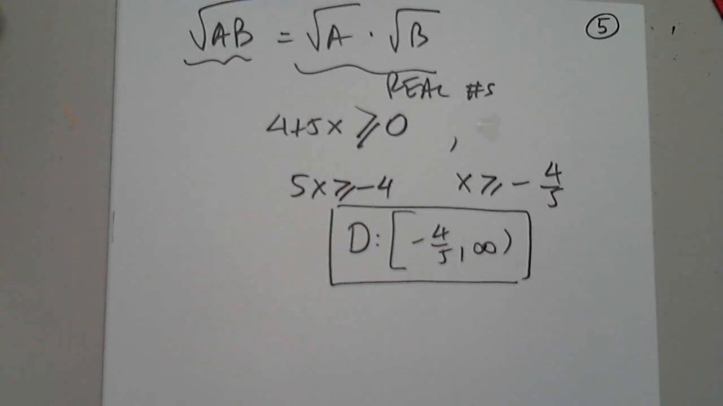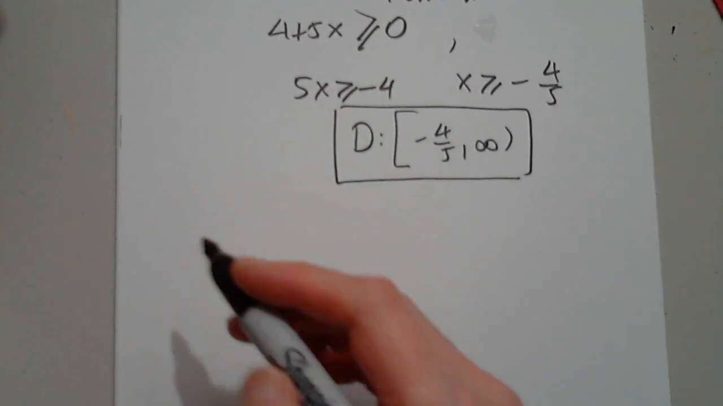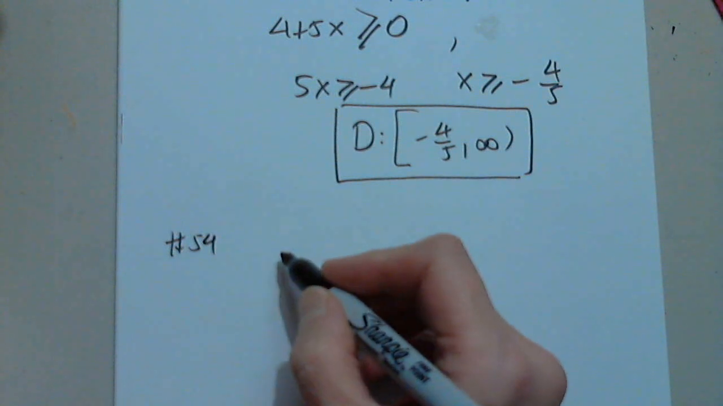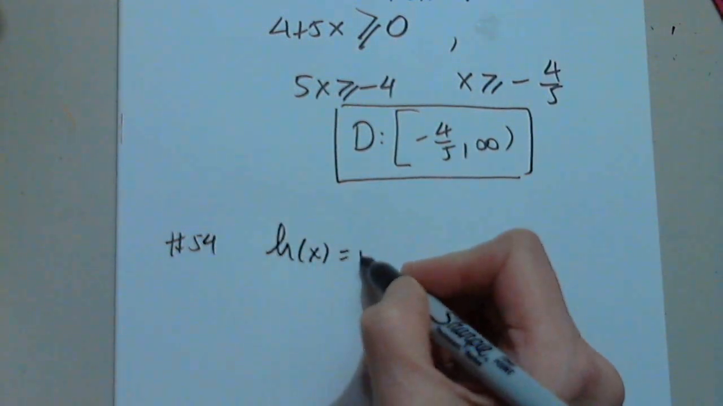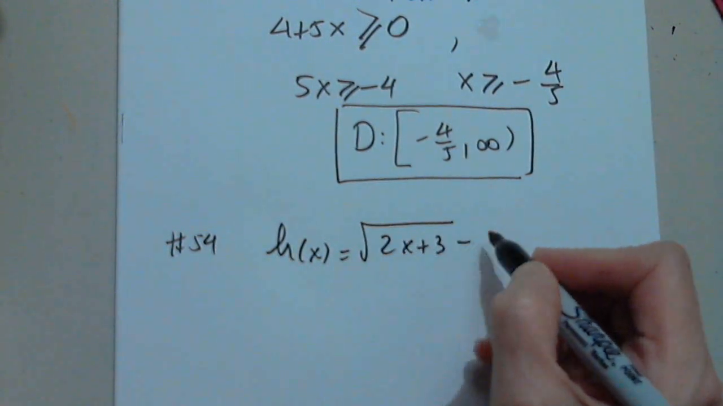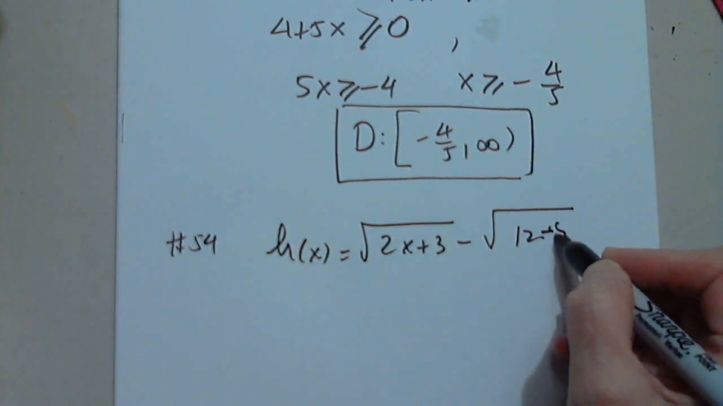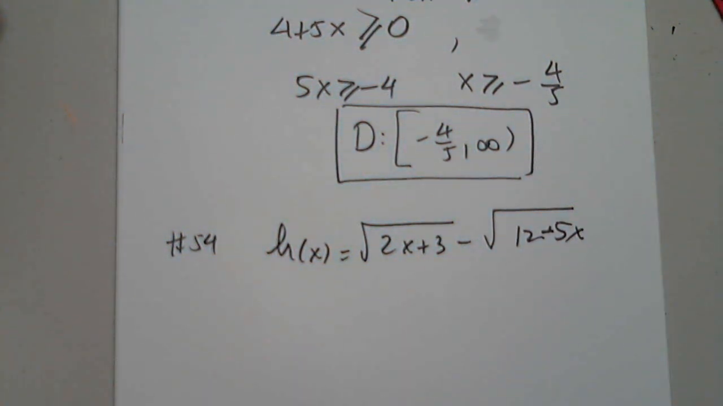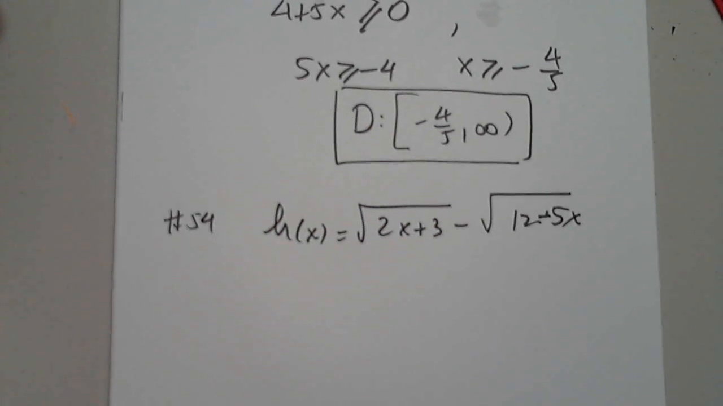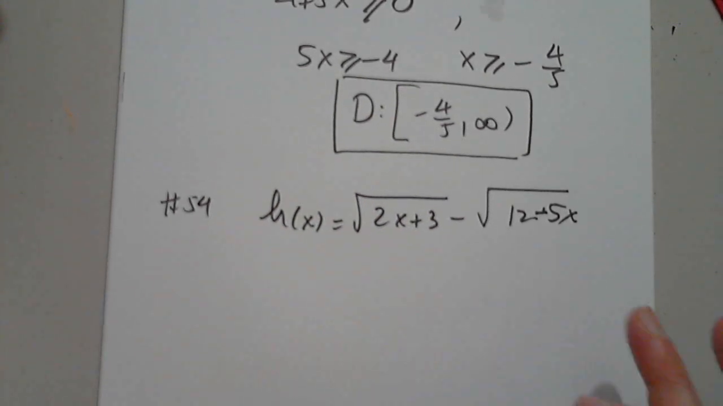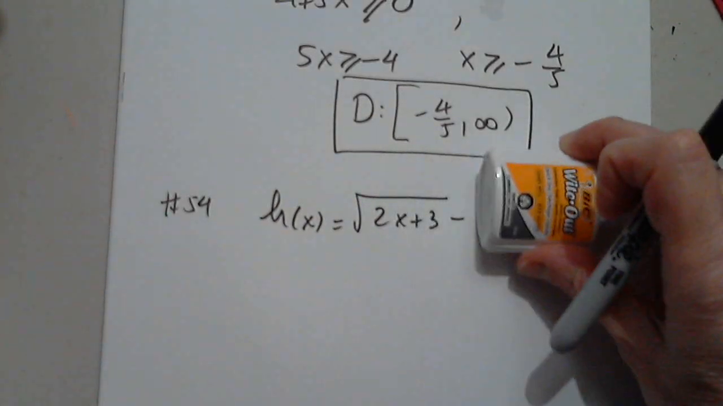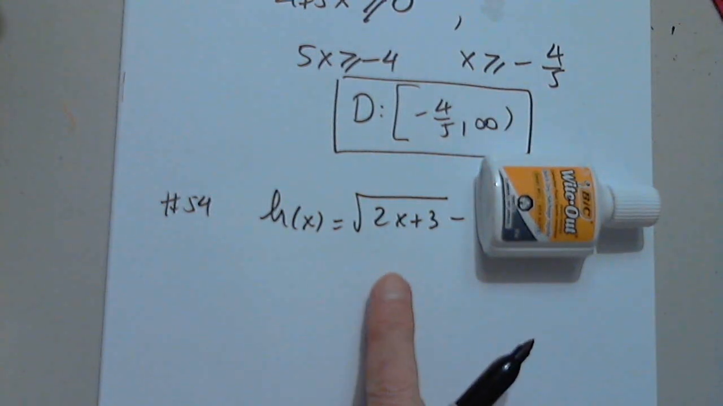So now when we look at that more sophisticated one that you picked, which was 54. So h of x equals the square root of 2x plus 3 minus the square root of 12 minus 5x. We're mimicking the same thing. We have the exact same steps. Can anyone quickly tell us what to write for this one first?